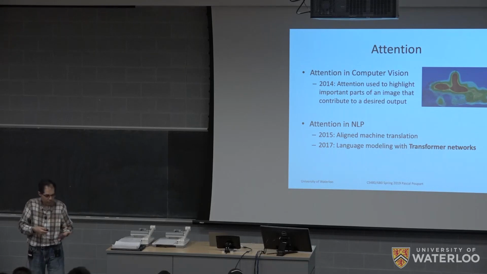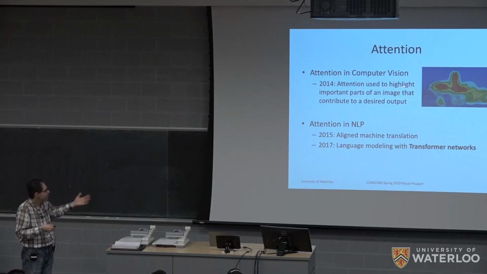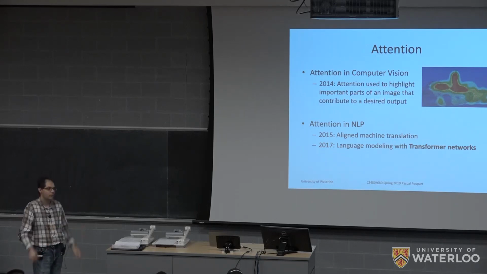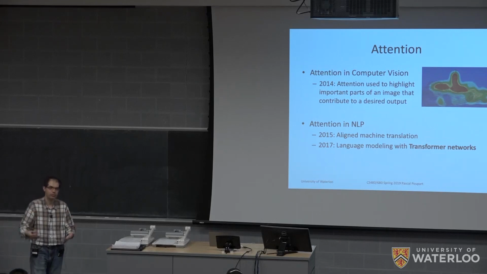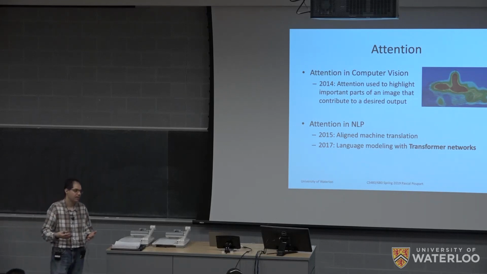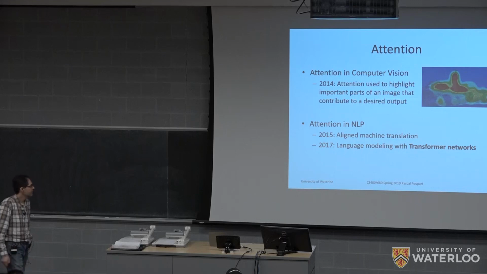Some researchers demonstrated that you can do this. In fact, attention can be used to highlight the important parts of an image that contribute to the desired output. So it's very nice in terms of explaining the decision process going on, and it can also be used as a building block as part of the recognition process. Okay, so this was in computer vision.